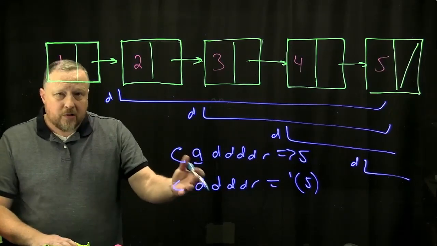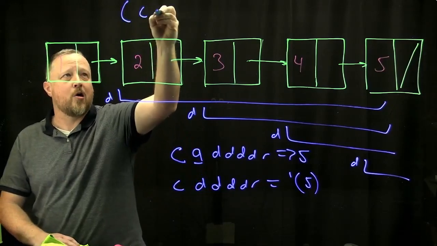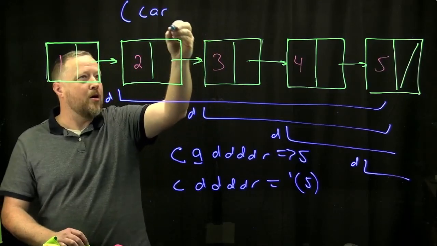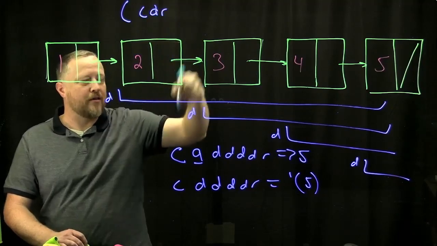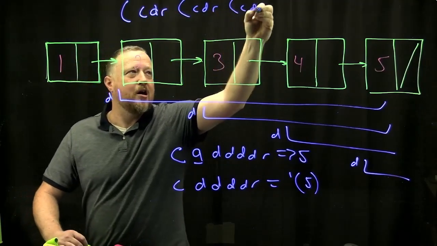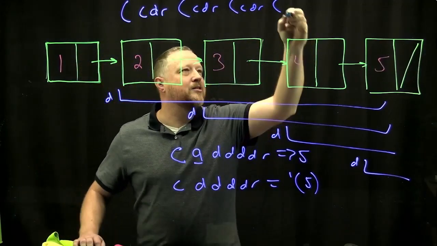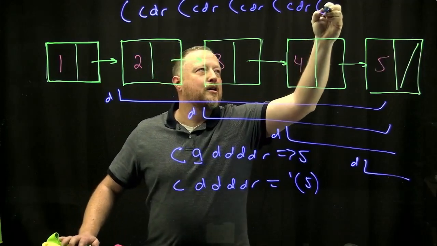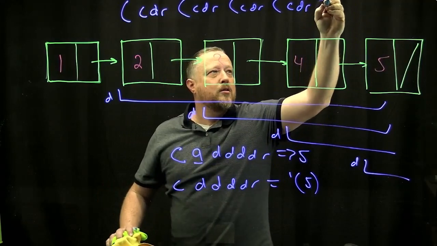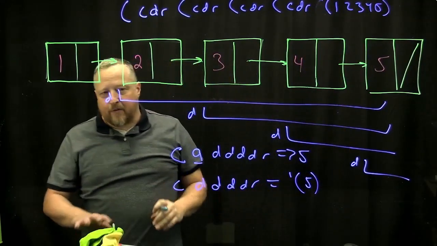Now, we also could do this slightly different too. We could spell this all out. So it'd be a massive car of, I'm going to do CDR for the last one. Car of CDR of CDR of CDR. So it's going to be rather long here. And then CDR of our list, of our 1, 2, 3, 4, 5. And that would work out if we wanted to do it that way.